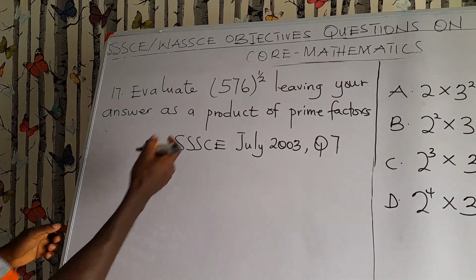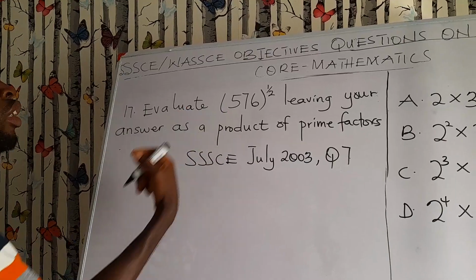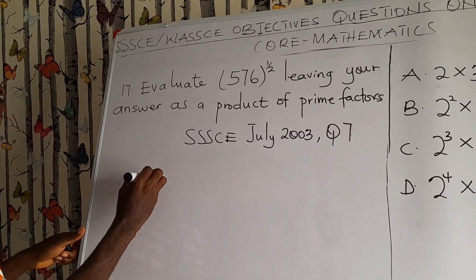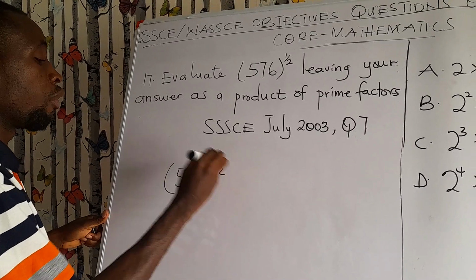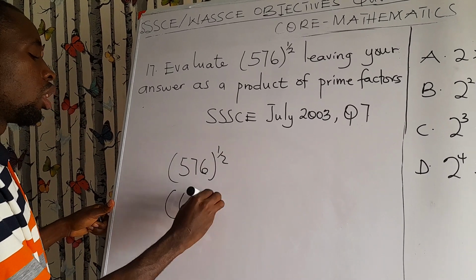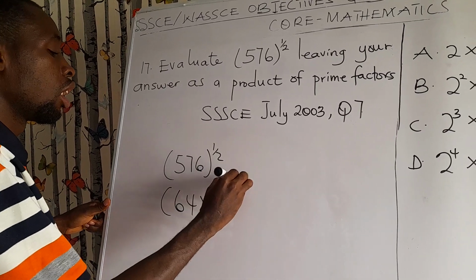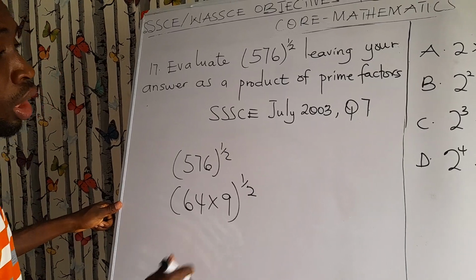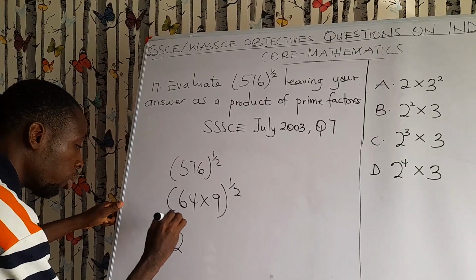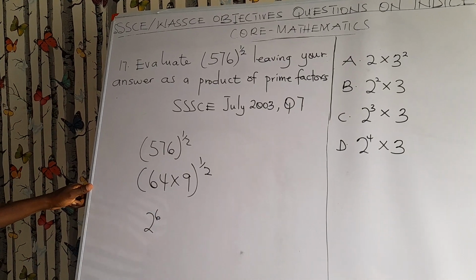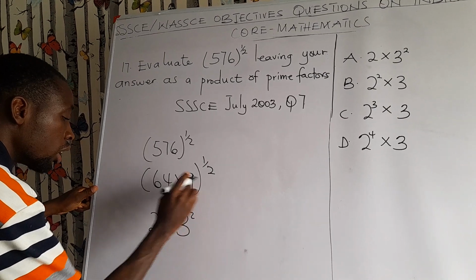Now let's try solving. We have to find the product of two numbers which are perfect squares. When we multiply them, we get 576. Those perfect squares are 64 times 9, which is 576 exponent half. So 2 exponent 6 is actually 64, then 3 exponent 2 is 9.